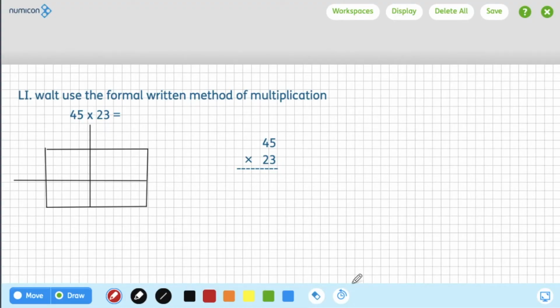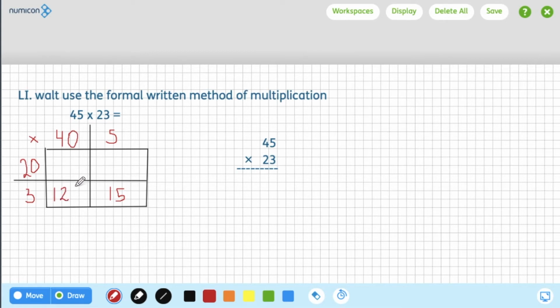Formal written method of multiplication to multiply 2 digits by 2 digits as well. So if we do a quick recap as to what we did before in the window method, we split up our number: 40 and a 5 times 20 and a 3. So I'll start with my units because they're nice and easy. 3 times 5, 15. 3 times 40 is 120.